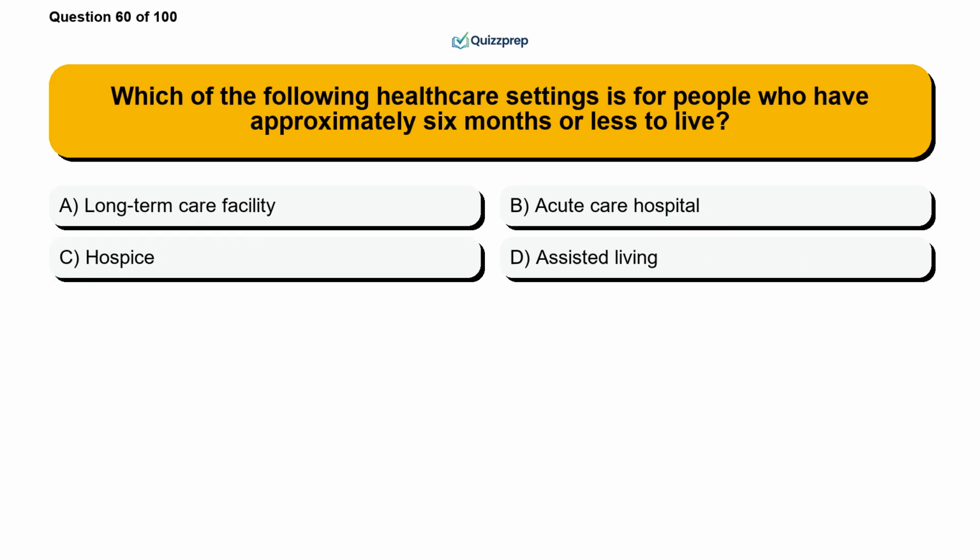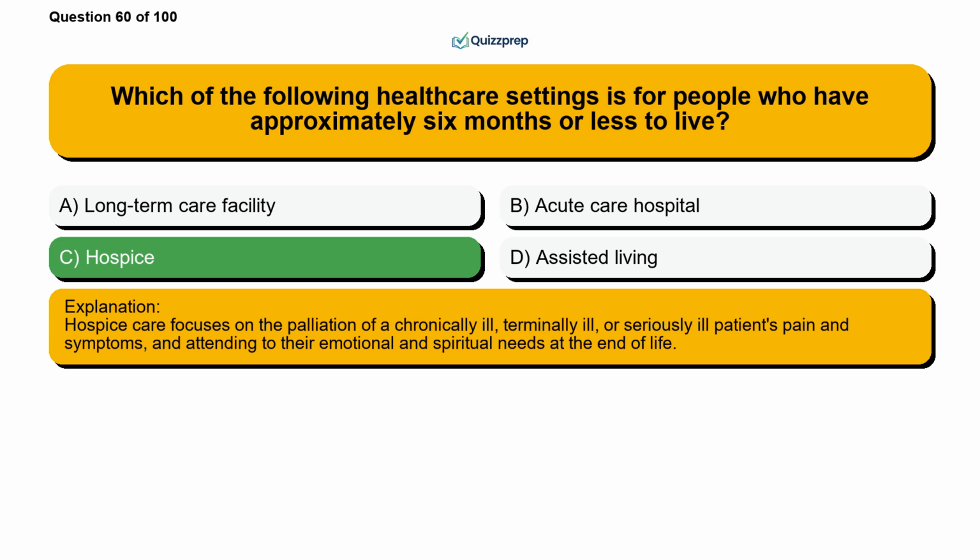Question 60. Which of the following healthcare settings is for people who have approximately 6 months or less to live? Option A, long-term care facility. Option B, acute care hospital. Option C, hospice. Option D, assisted living. The correct answer is option C, hospice. Hospice care focuses on the palliation of a chronically ill, terminally ill, or seriously ill patient's pain and symptoms, and attending to their emotional and spiritual needs at the end of life.